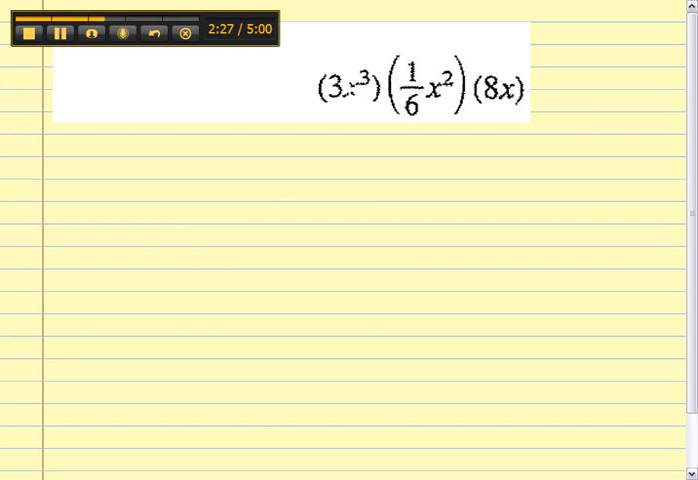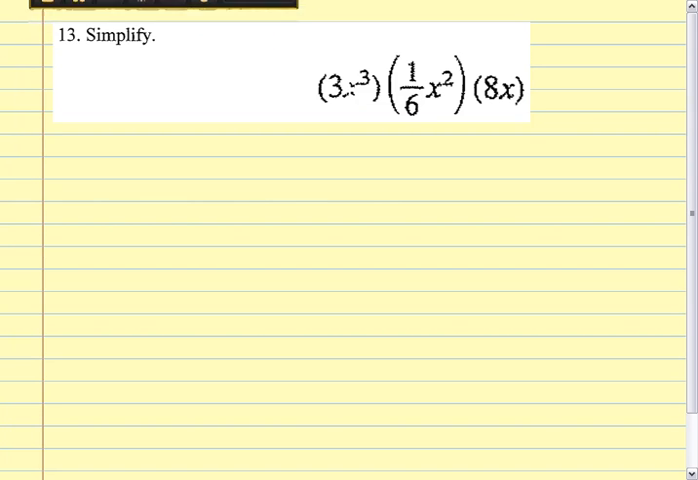Now let's go ahead and look at the next one here. Right, Aiden? Okay. Now, this next one says simplify. So I'm not solving, I'm just simplifying. This one's kind of messed up. That's an x right there. Okay, 3x cubed times 1/6x squared times 8x. So I've got 3 things that are being multiplied, but no exponents outside. So it means just multiply this times this times this.